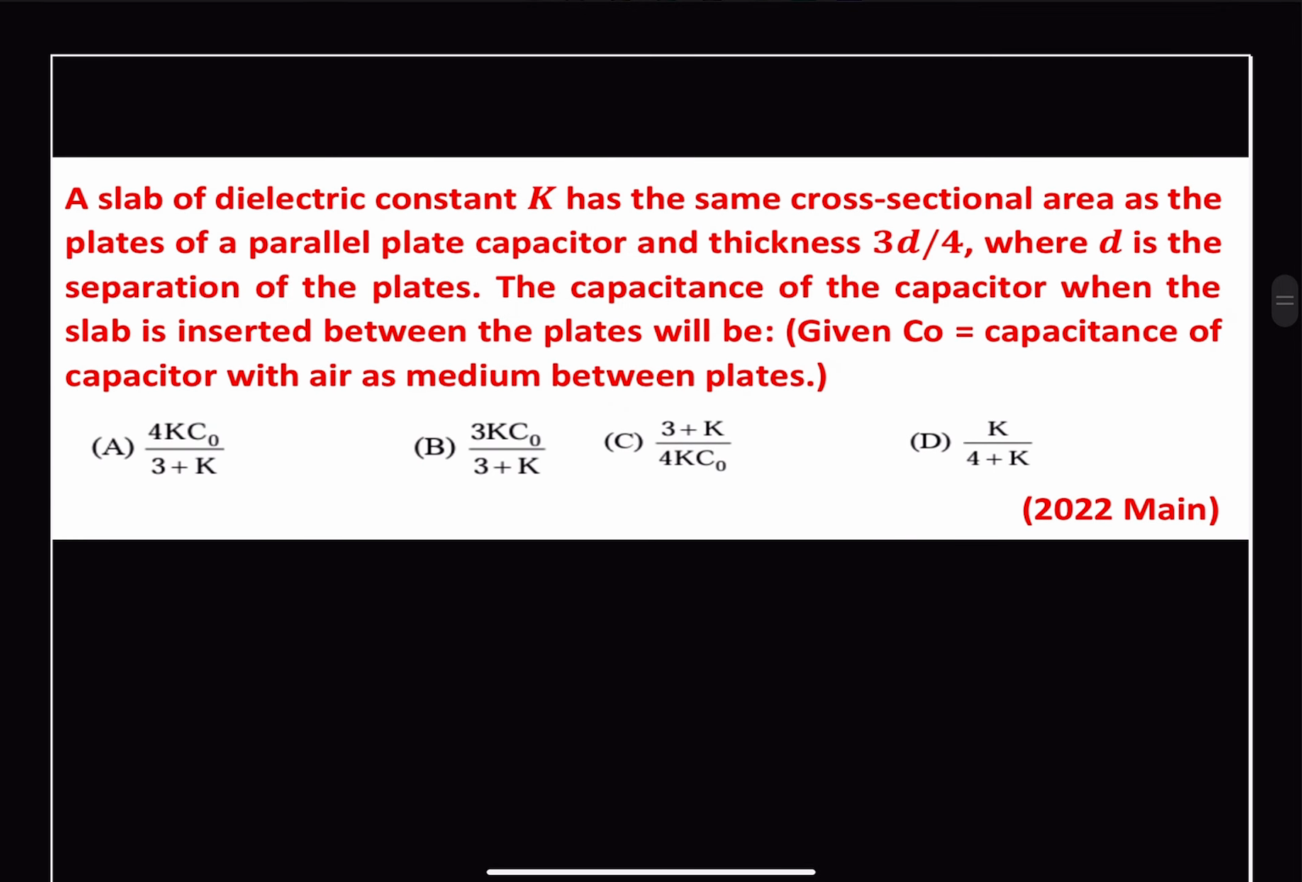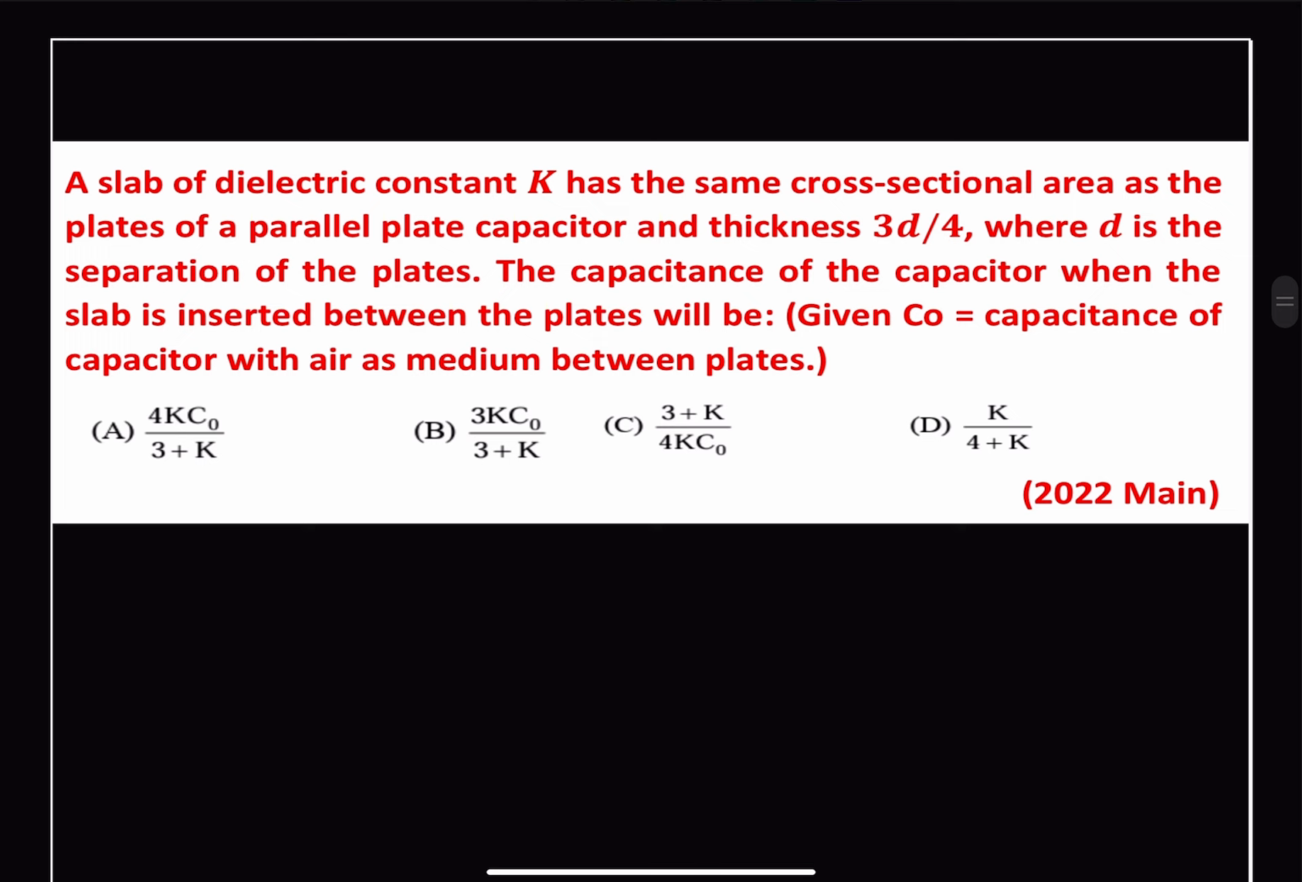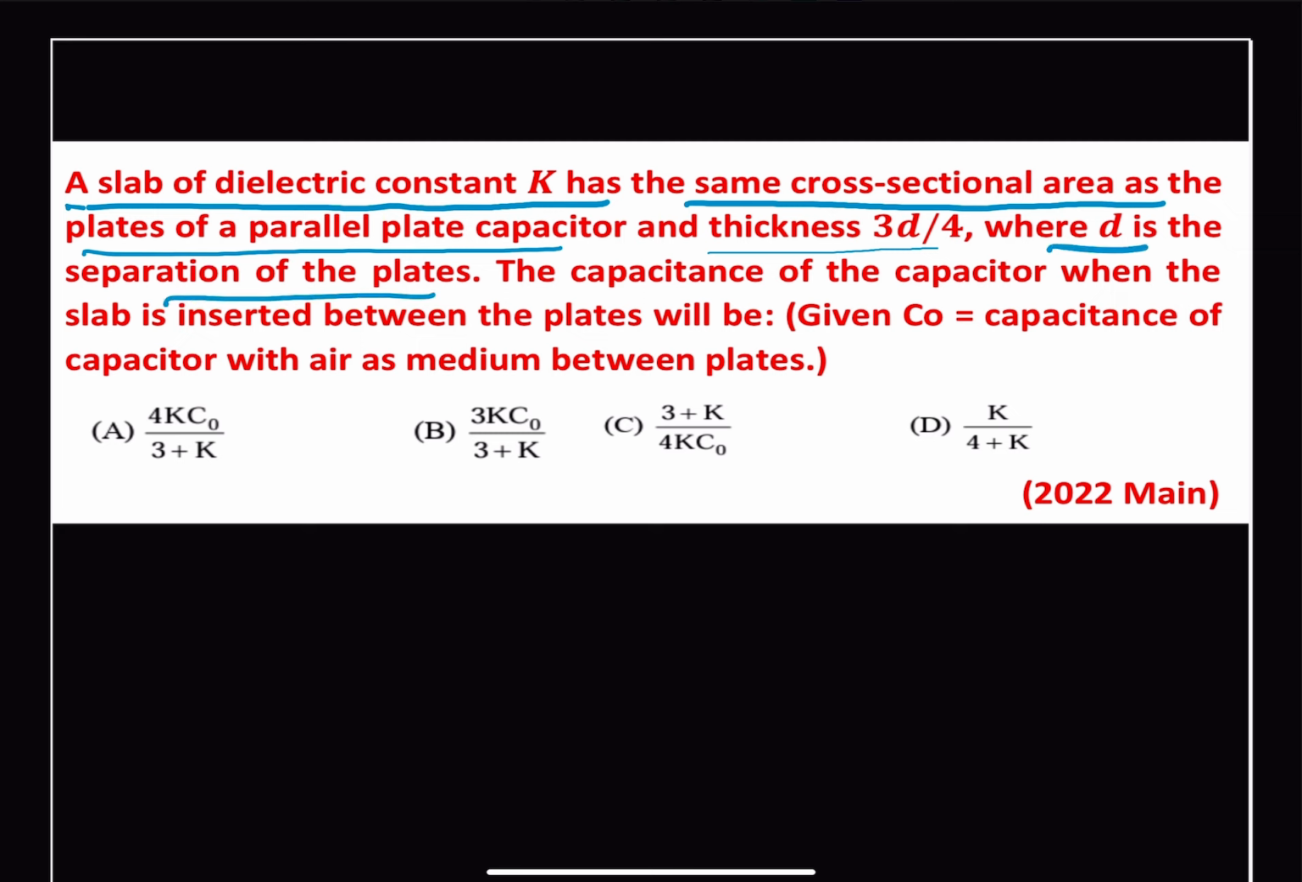We are given a slab of dielectric constant K that has the same cross-sectional area as the plates of a parallel plate capacitor and thickness 3d by 4, where d is the separation of the plates. The capacitance of the capacitor when the slab is inserted between the plates will be, given that C0 is the capacitance of the capacitor with air as the medium between the plates.